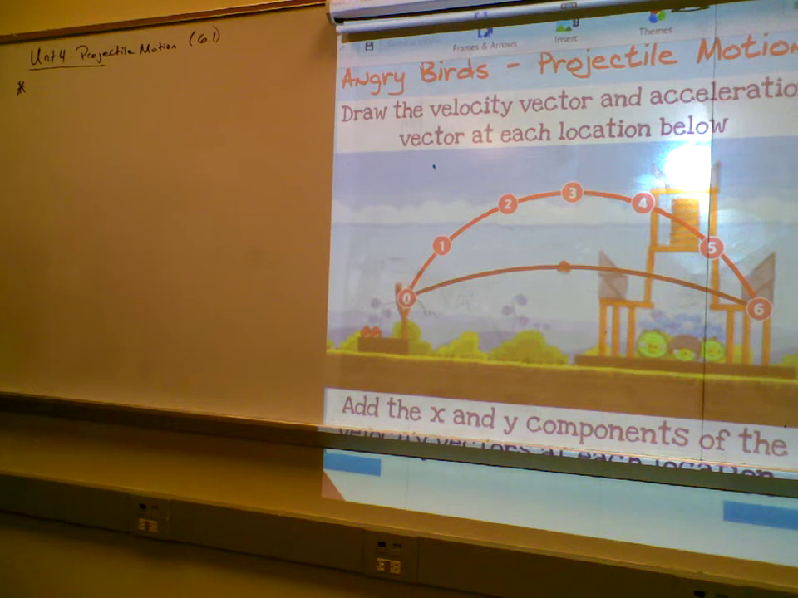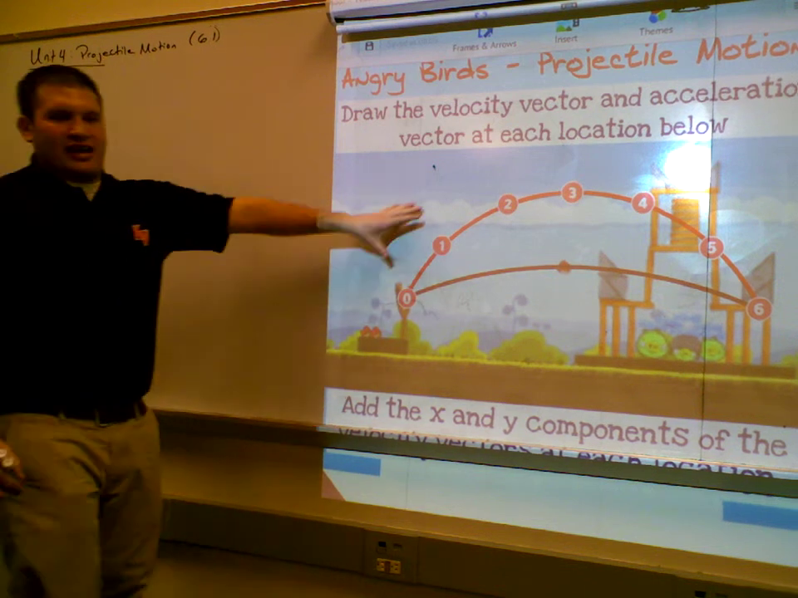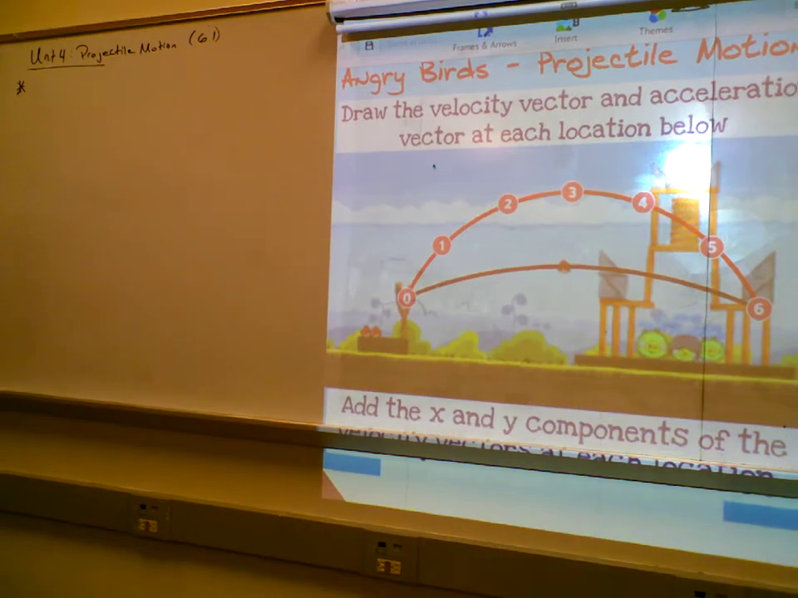Okay. All right, back to Angry Birds. I want you guys to draw the velocity vector and the acceleration vector at each of these locations. Now, if you're taking notes, I tried to get a picture of Angry Birds to go on the back of your note page, but it would have wasted a ton of ink and you wouldn't be able to see half of it. So if you want to just draw a quick sketch of this, that's fine.